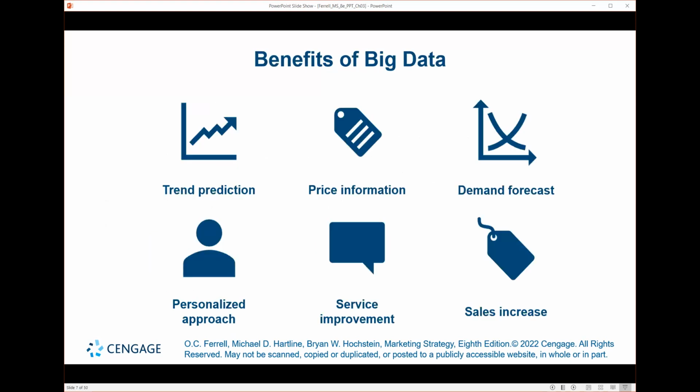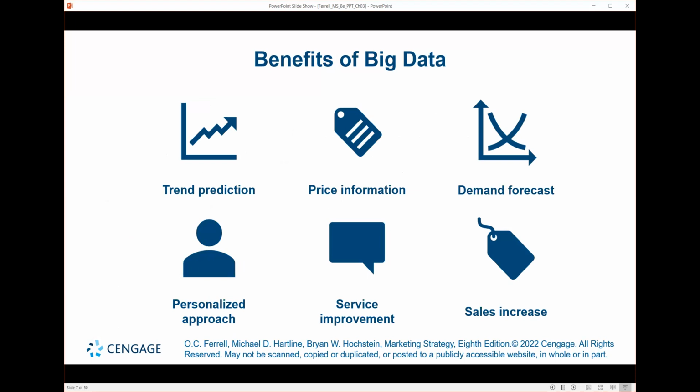So what are the benefits of big data? Well, there's no surer way of knowing future trends than by looking at past trends. We can find out which price points are more valued by consumers. Ultimately, hopefully, we can create demand forecasts that come out of that. We can also use this for making more personalized approaches.